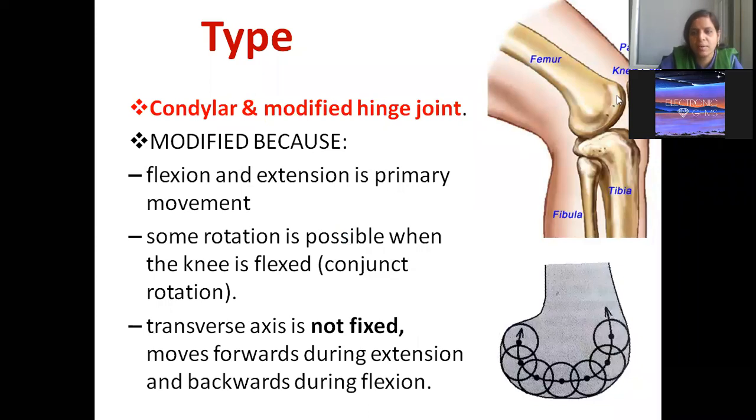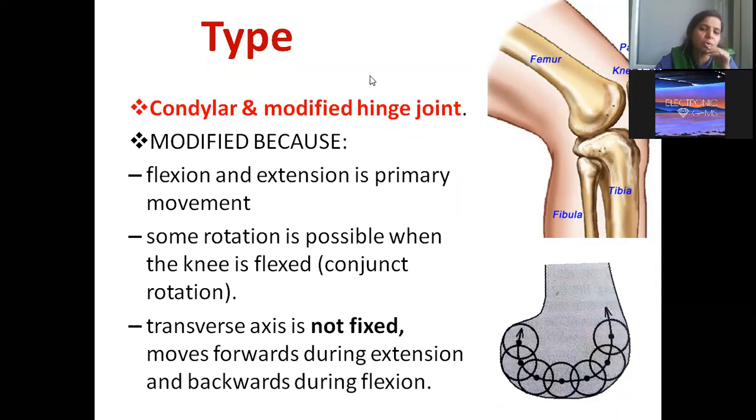As you said, this is the lower end of the femur, then the upper end of the tibia and patella. These are the three bones which are involved in the formation of the knee joint. This lower end of the femur is showing condyles, medial condyle, lateral condyle. Similarly, in the tibia also we find medial and lateral condyles. So condyles are involved. You call it a condylar and modified hinge joint. For the elbow also we have used the same word.